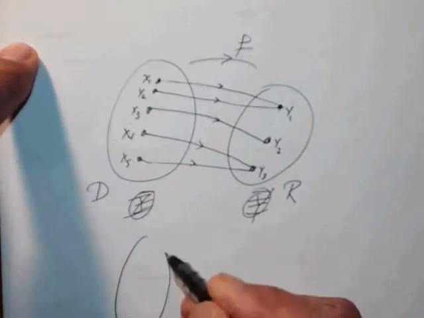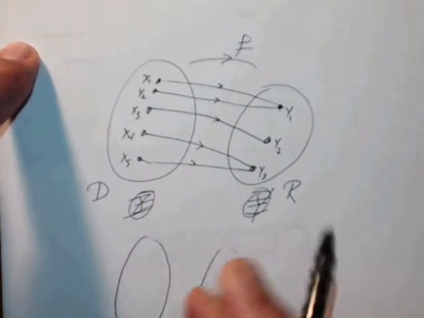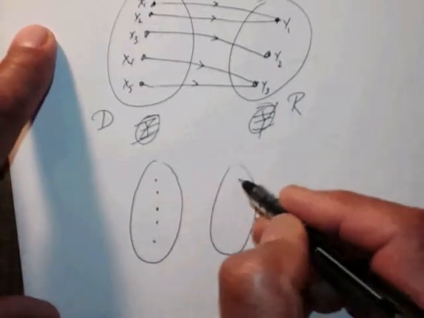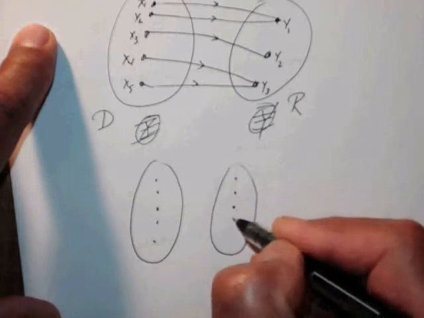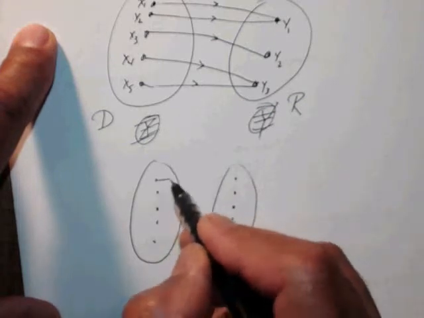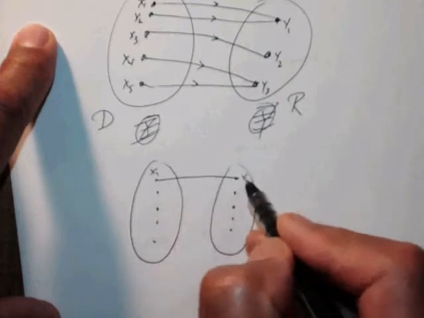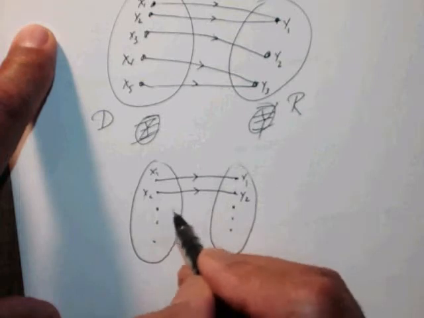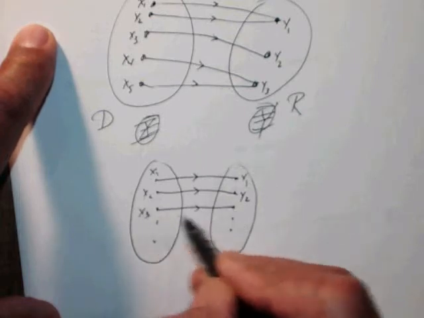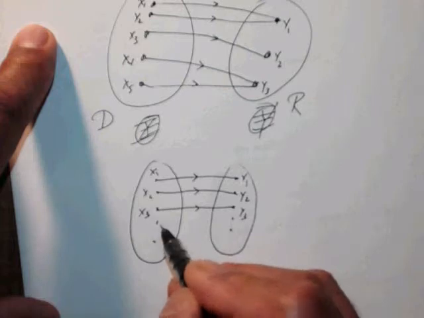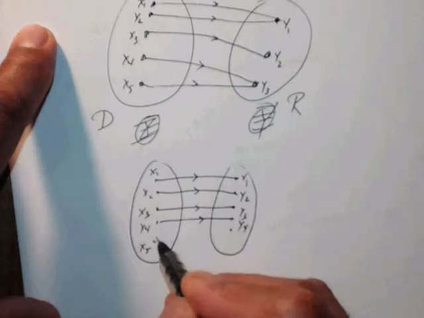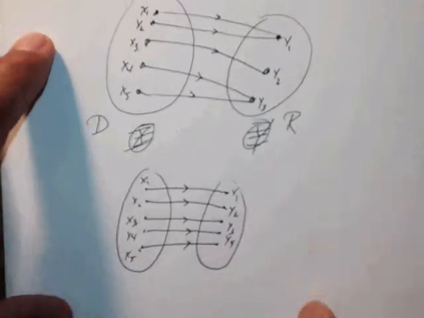If I have, let's say, 1, 2, 3, 4, 5, and in this case I'm going to have the same number of elements actually. x1 goes to y1, x2 goes to y2, x3 goes to y3, x4 goes to y4, and x5 goes to y5. What is the difference between these two functions? Well, both of them are functions, of course.